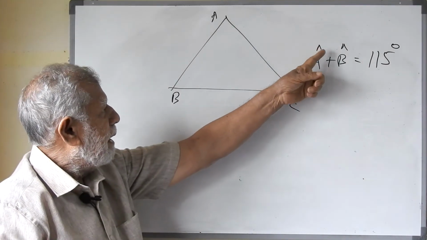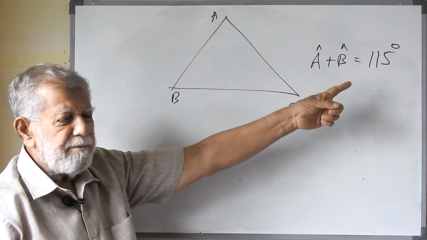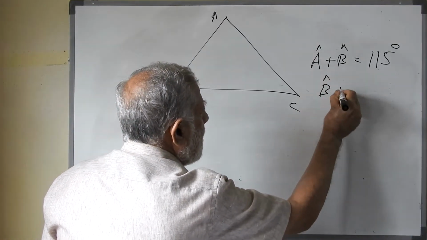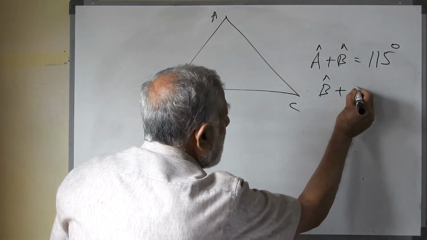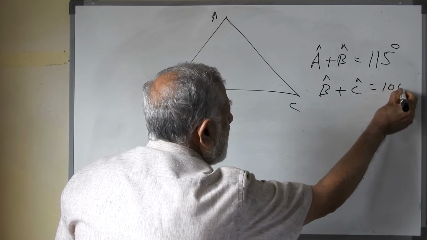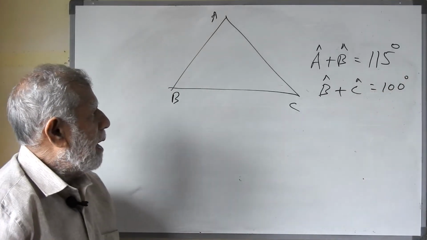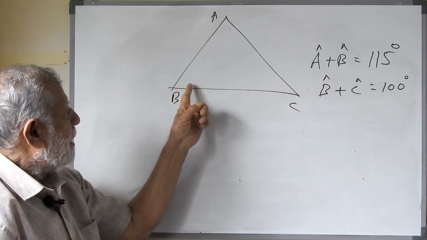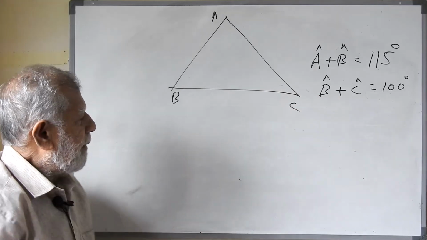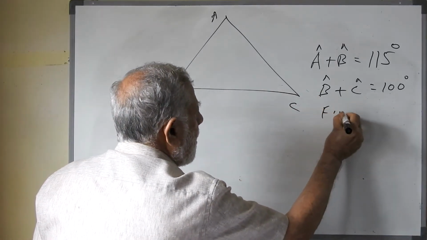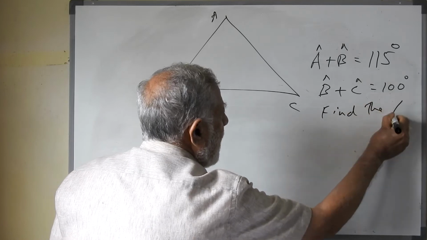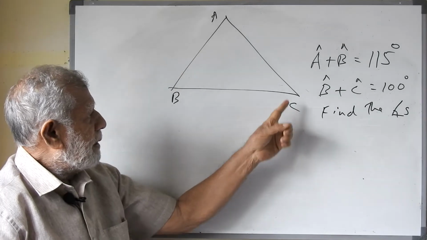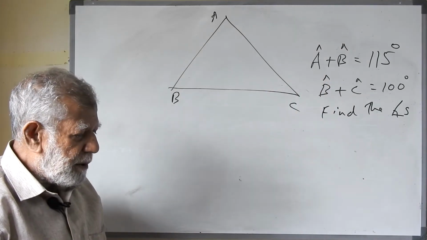Angle A, this sign is the angle. Angle A plus angle B is equal to 115 degrees. And also given is angle B plus angle C equal to 100 degrees. These are the data. Angle A plus angle B added is equal to 115 degrees, and angle B plus angle C is equal to 100 degrees. Find the angles of the triangle. So you have to find A, B and C. So these are the data that is given. So how are we going to solve this?